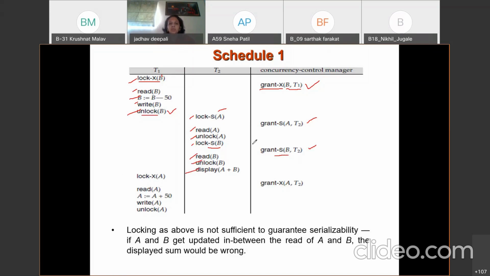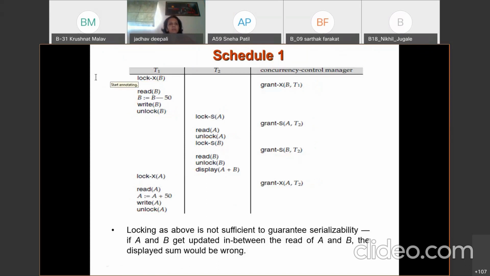Then the concurrent execution switches here and starts lock XA. Is it allowed? Yes, it is allowed. Why? Because it was already unlocked by transaction T2. Means it is free, data item A is free. So it is locked by transaction T1, the lock granted by the concurrency control manager. And it reads the value of A, performs the operation and unlocks. As we have already seen, the same values we are going to consider and see whether it results in data consistency, yes or no.